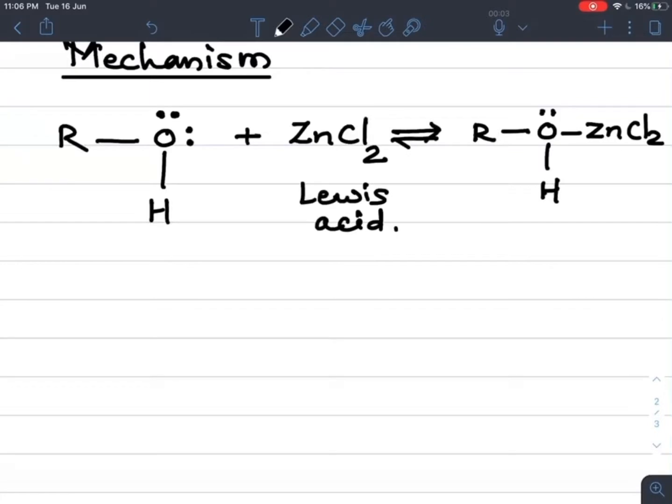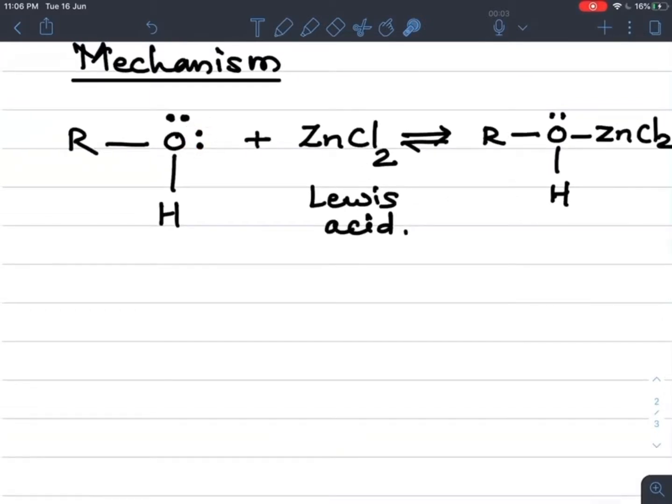Now what happened? Due to donation of this lone pair of electrons to the zinc, the oxygen carries a positive charge and zinc carries a negative charge, because it accepts these 2 electrons and forms the bond with this oxygen. That's why zinc carries a negative charge, oxygen carries a positive charge.